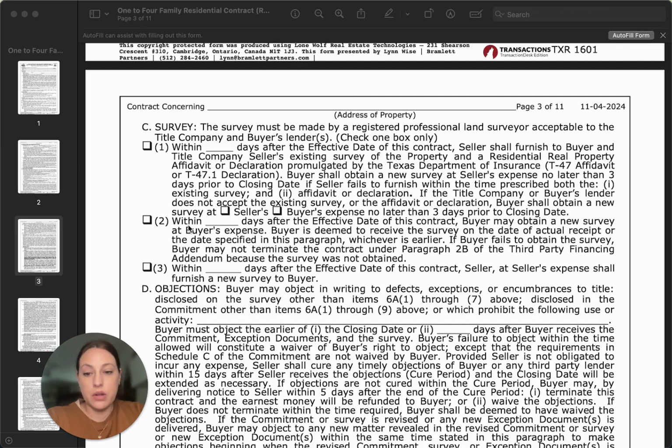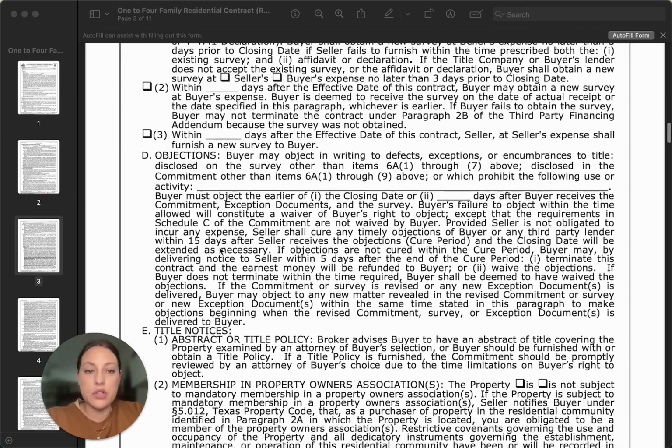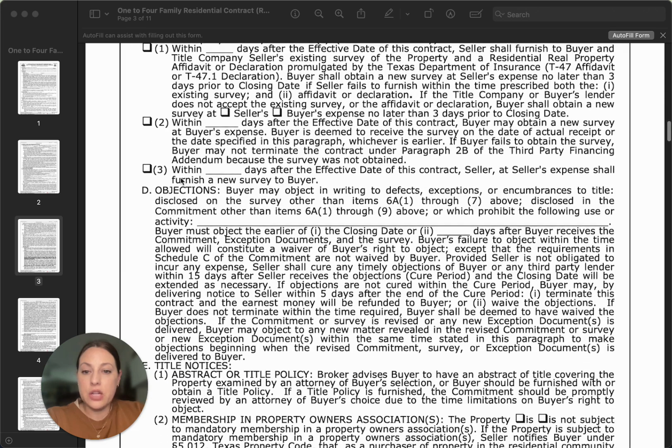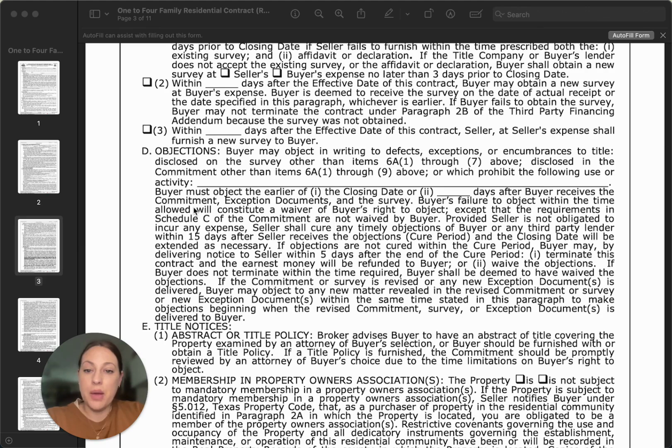If you're working with a lender or a title company, they're almost always going to require you to have a survey. So this is how you are going to choose how that gets delivered to you. This section here about objections, this is about title objections, and I'm not going to go through that right now. We can go through that in a different video, and I'm happy to talk to you about it in person.